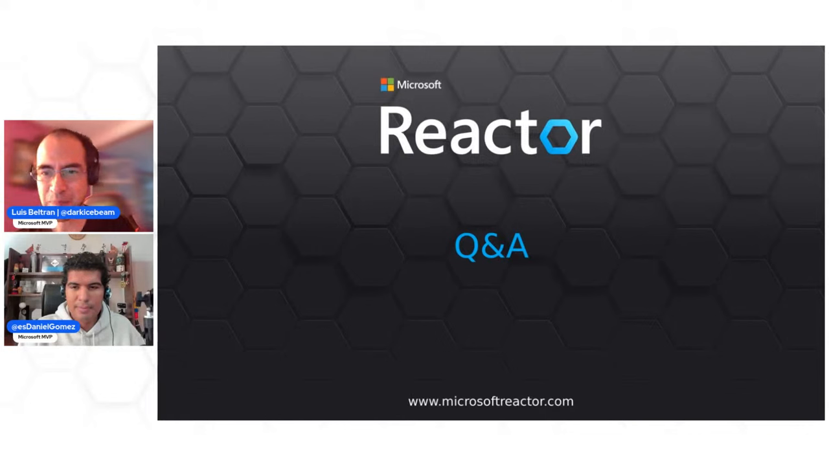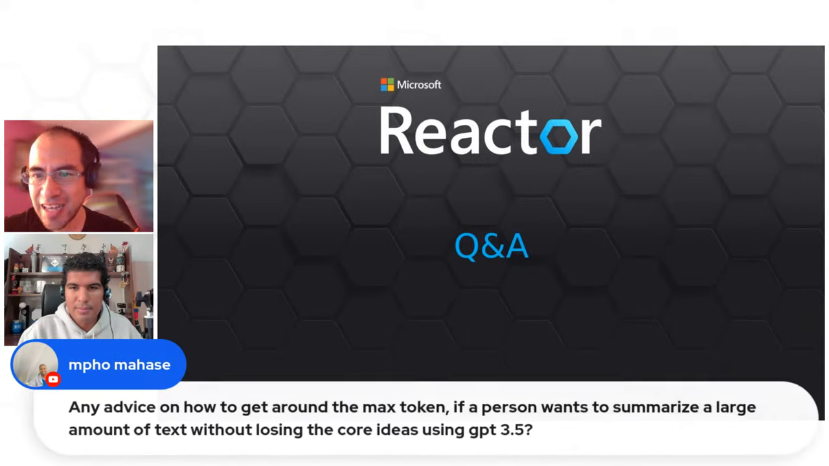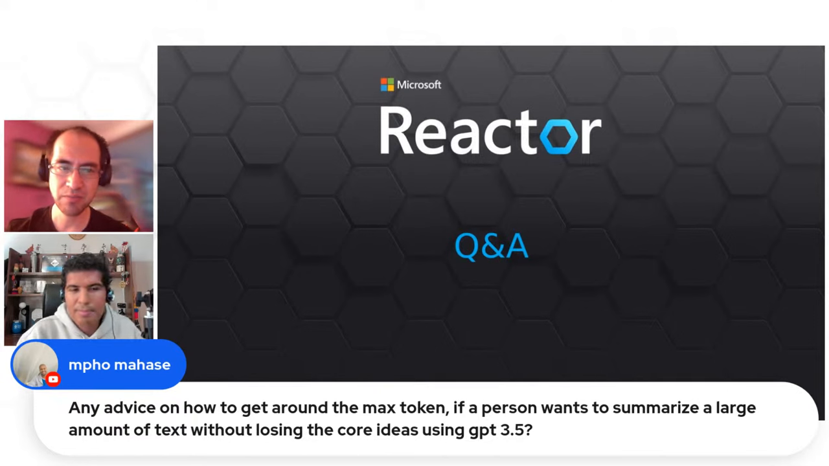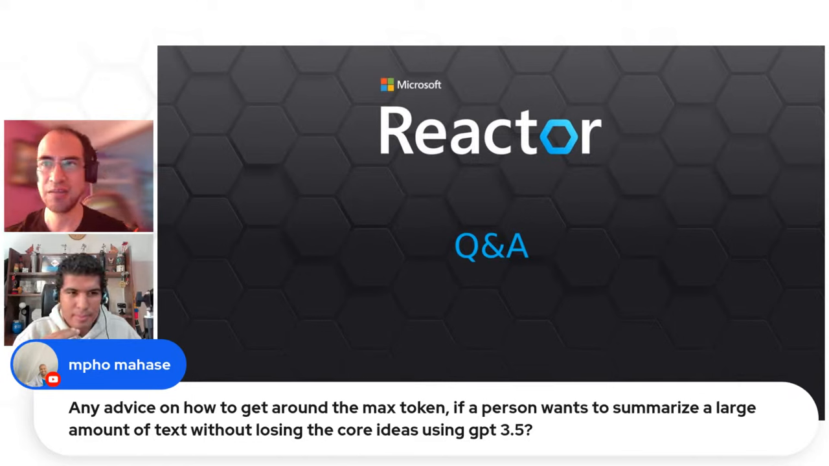Okay, next question from MPHO Mahase. Any advice on how to get around the max token limit if a person wants to summarize a large amount of text without losing the core ideas using GPT 3.5? Because as you know, GPT models have some limitations.